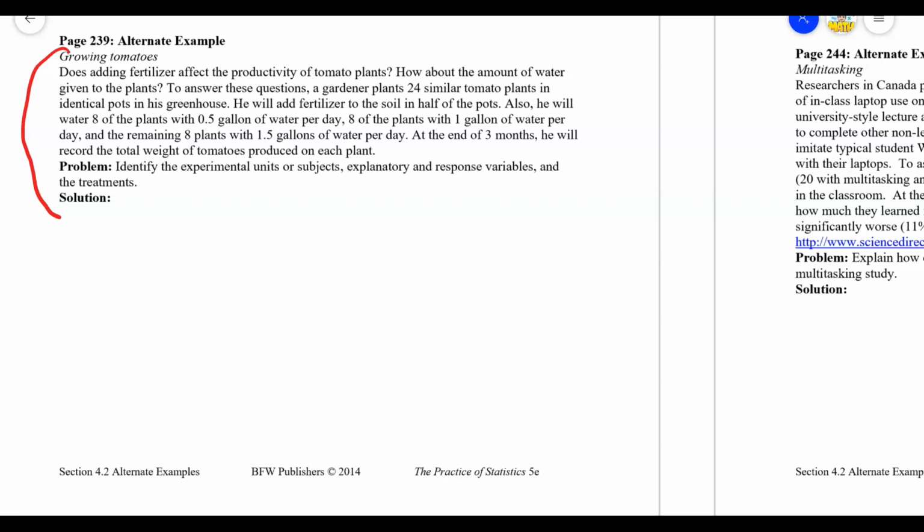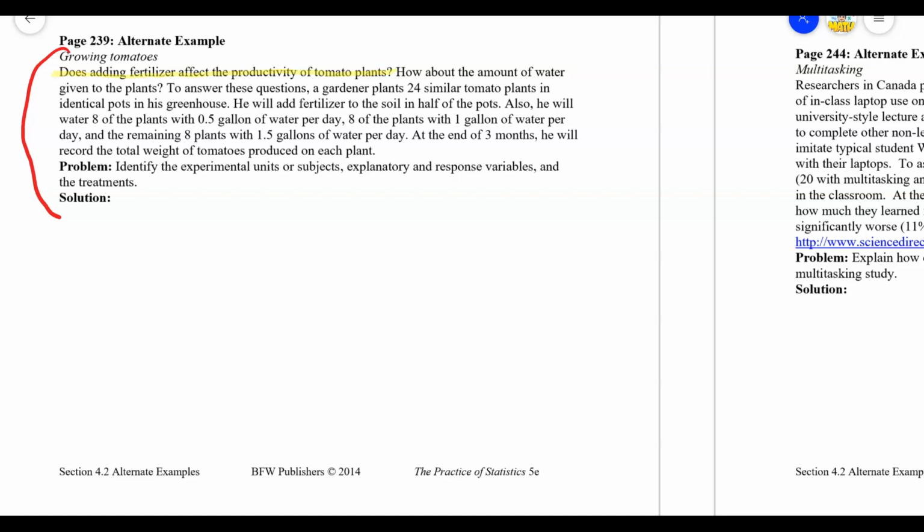So here we have a question that we want to focus in on. Oops, back to my whiteboard. I just wanted my highlighter. This is the research question: Does adding fertilizer affect the productivity of tomato plants? So that's our question. That's what we want to think about the whole way through.